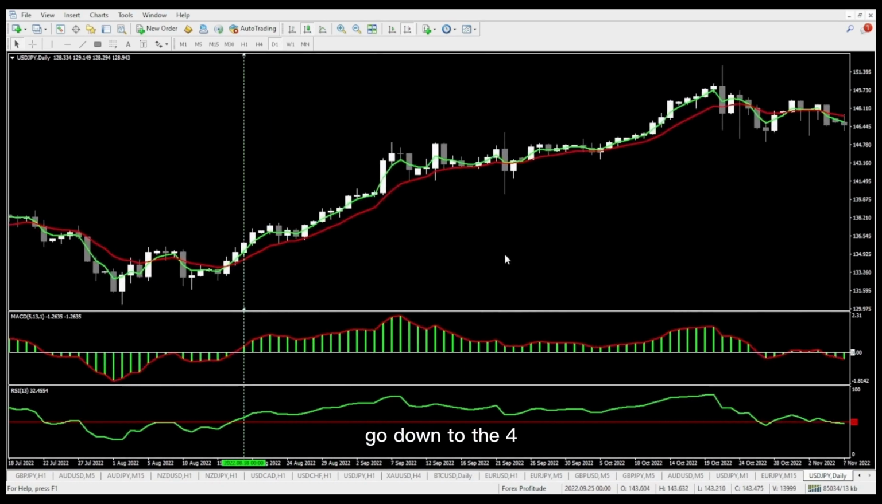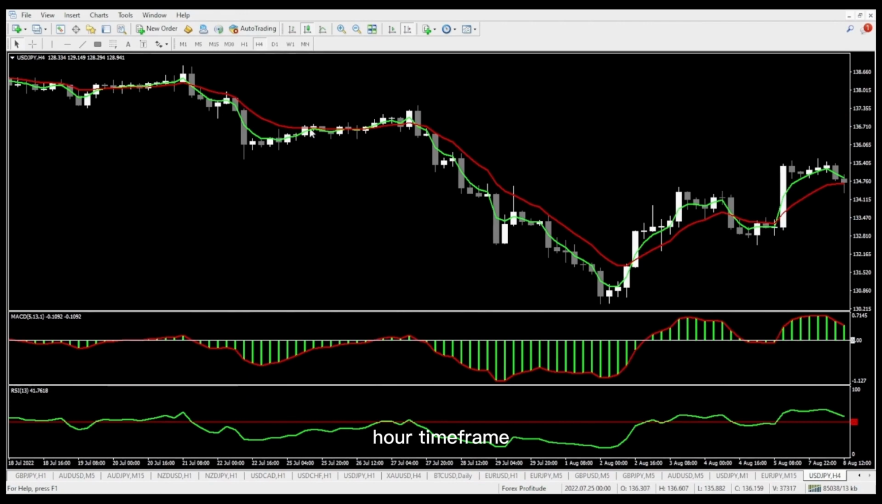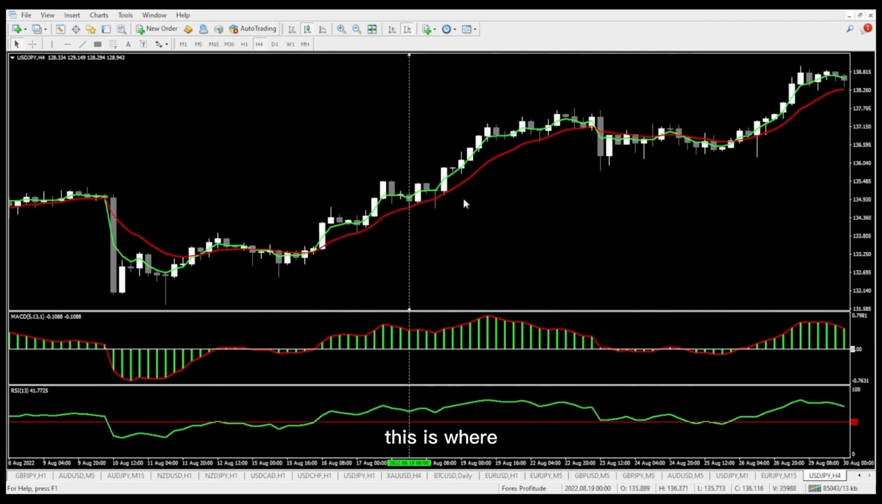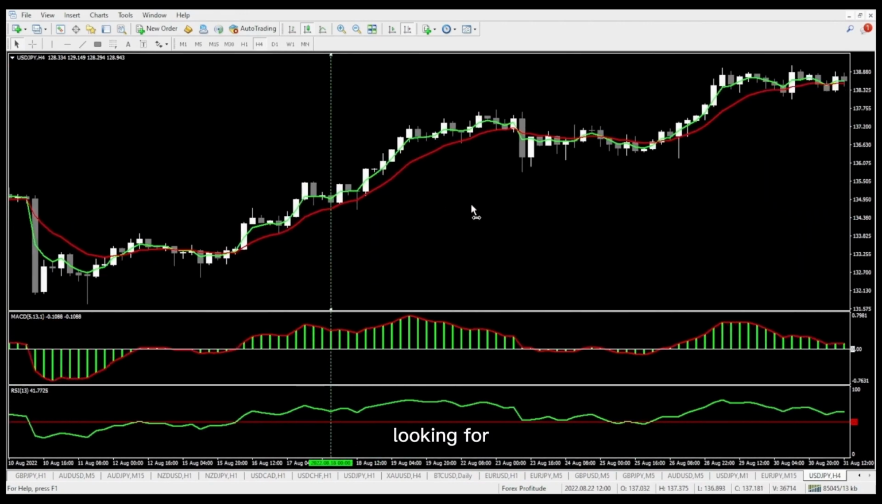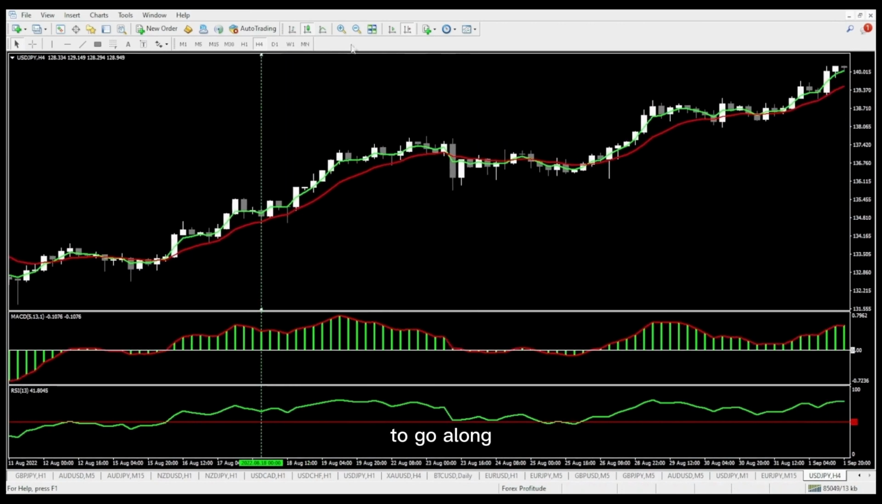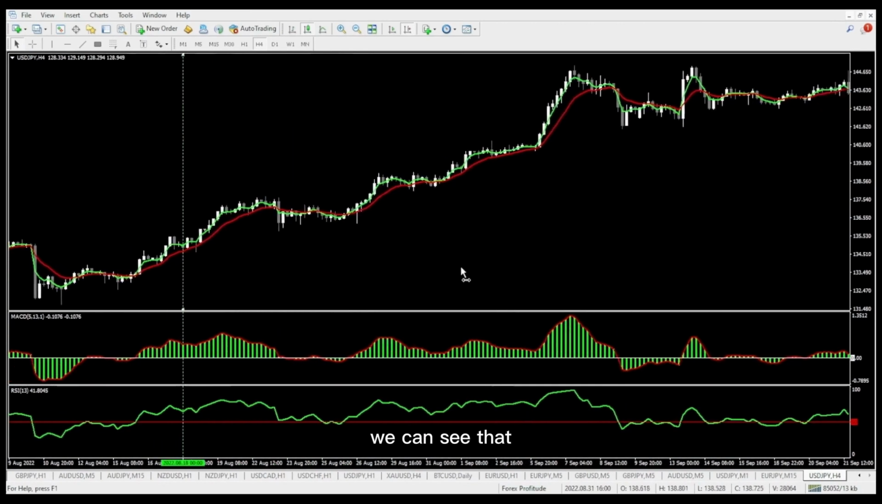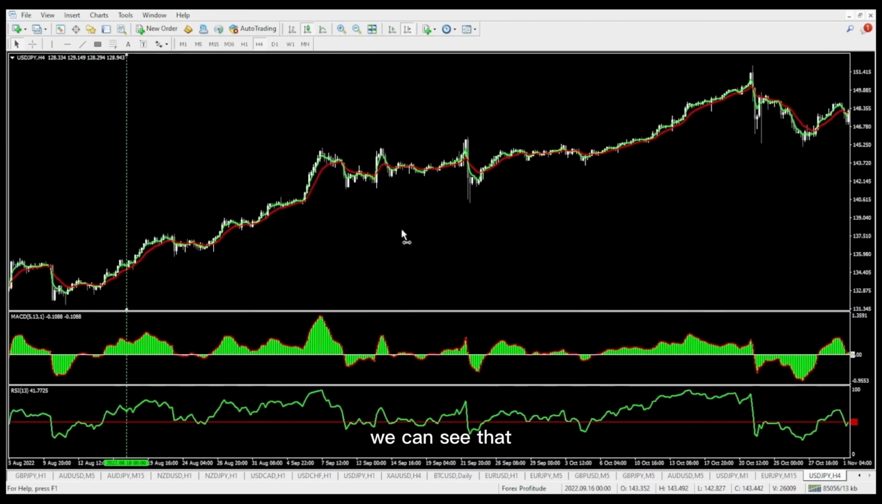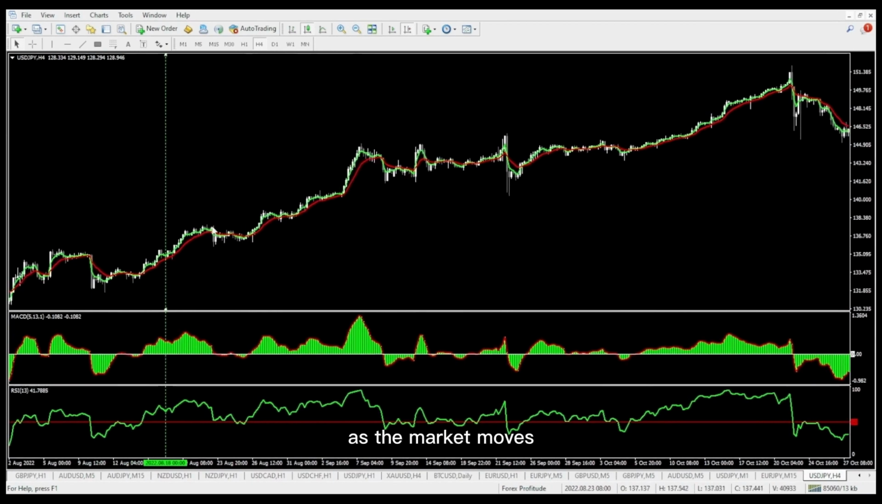Now I'm going to go down to the 4-hour time frame and let's find that line. This is where I'm going to start looking for opportunities to go long. If I zoom out even further, we can see that as the market moves, the biggest moves are in that trending direction. We're having these big market moves in the trending direction. So let's pick one. Let's take a look at a cross up. Well, we've got lots to choose from.